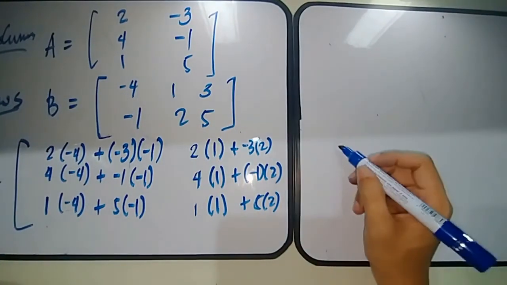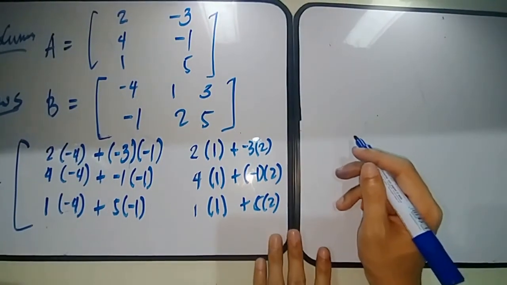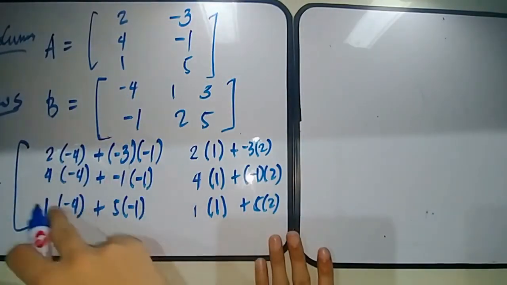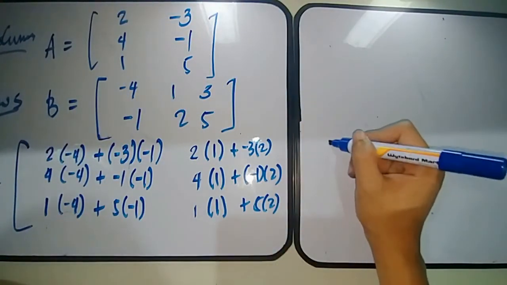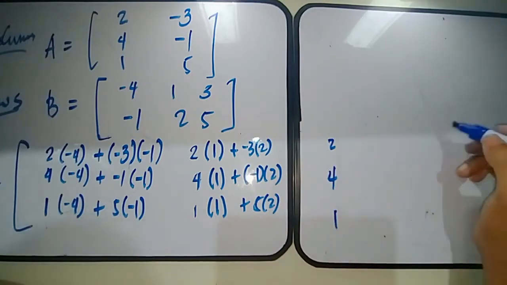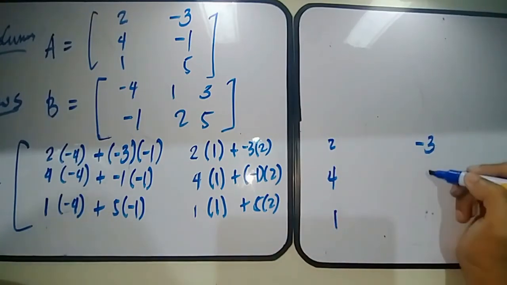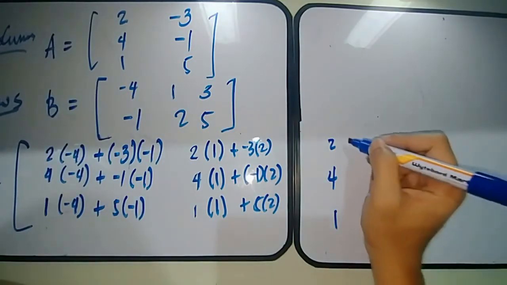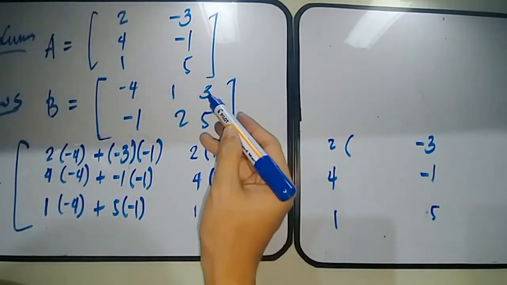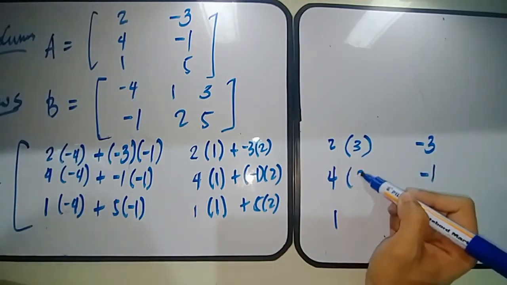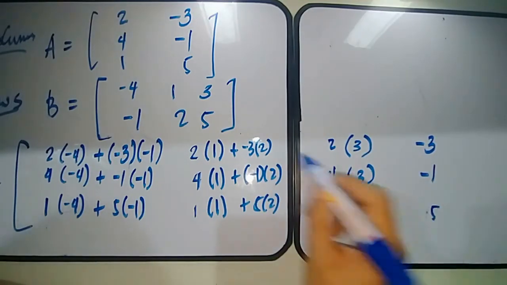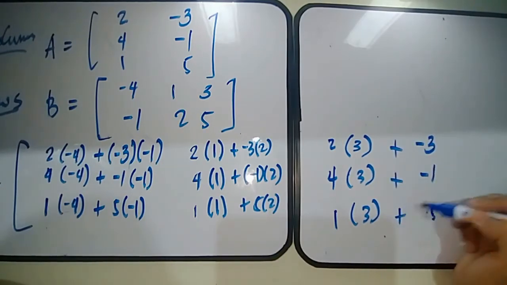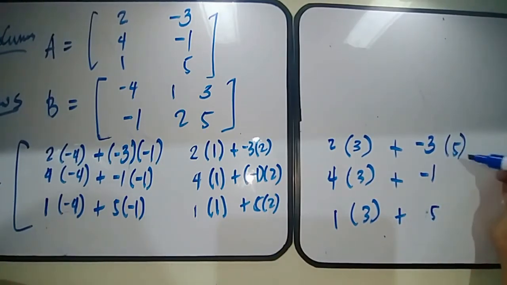So, the continuation of this, guys, is the third column of B. Same process. Copy. We have here 2, 4, 1. We have here negative 3, negative 1. We have here 5. Then multiply the remaining, so that is 3, 3 times 3. Then the remaining, we have here 5. So this is plus 5.